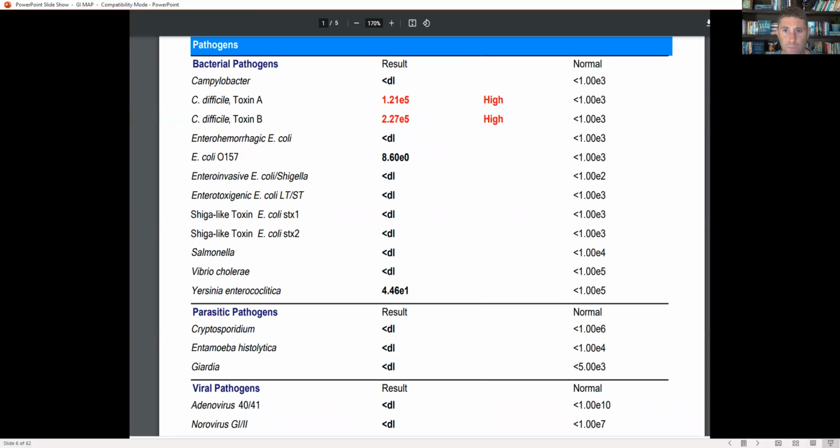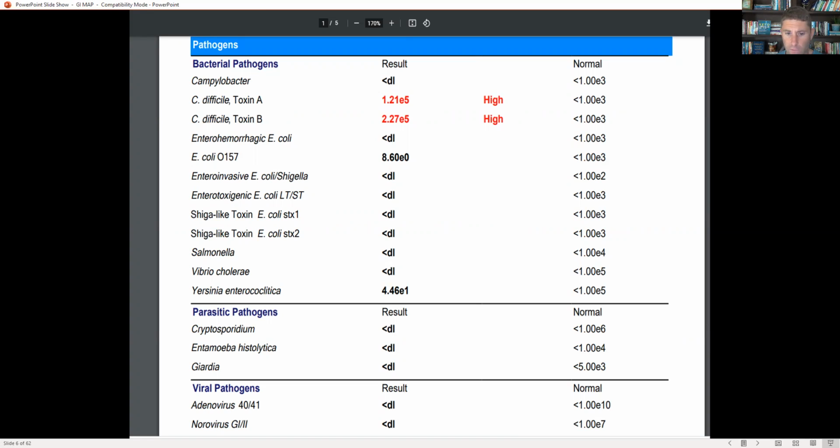C. diff can be a major infection. In fact, there's a massive growth now of antibiotic resistant C. diff. And so that can be a significant issue. But all of these are well-researched pathogens right here. And so if any of these are elevated and the person has significant symptoms, it may even be necessary to have a medical referral. You may need to go see a doctor and get on a strong medication.